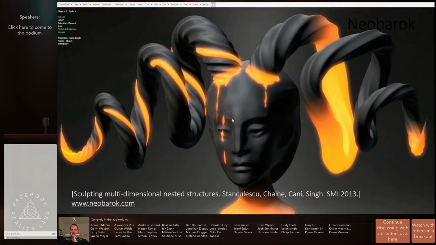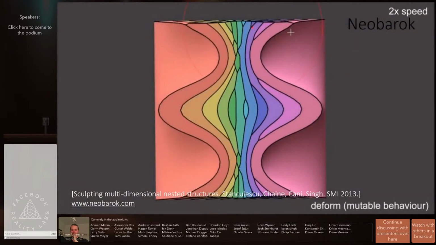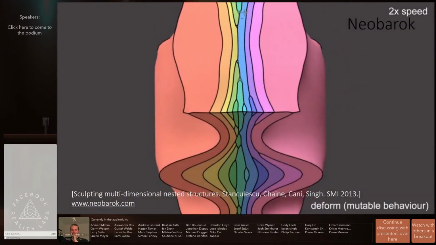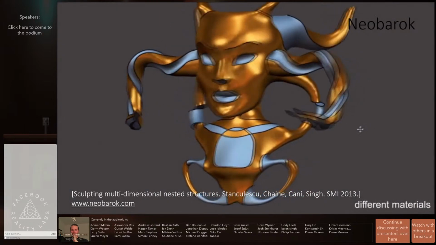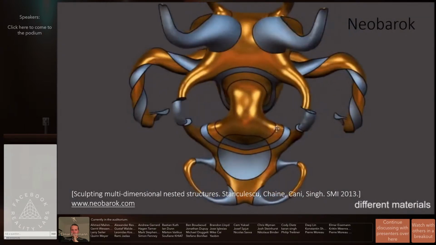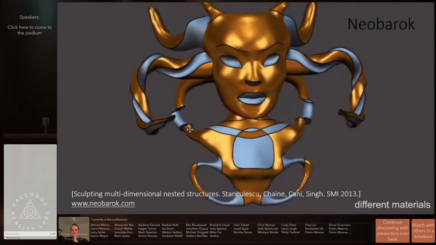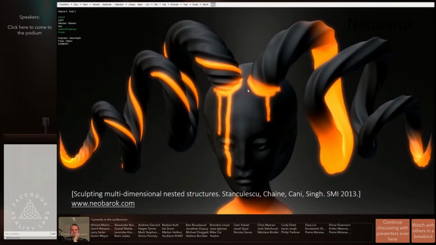Another aspect of 3D sculpting is the ability to control the evolution of lower degree of freedom structures, such as seen here on an open source sculpting system, Neo-Baroque.